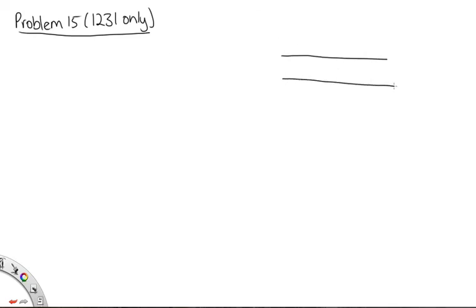Problem 15, which is a 1, 2, 3, 1 only problem. In this problem, we have a parallel plate capacitor. It's got area A, and it's filled with two dielectrics. One has a dielectric constant epsilon R2, and one has a dielectric constant epsilon R1. So each of these dielectric constants takes up an area A on 2.